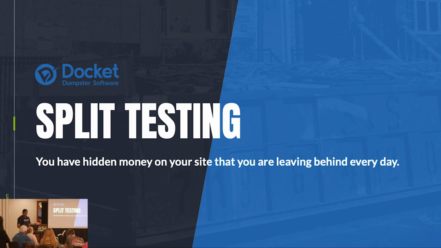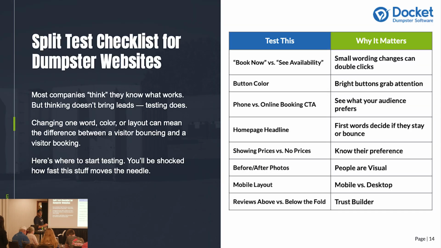So, split testing. You have hidden money on your site that you're leaving behind. Split testing is what we just did in those previous two. So this is a split testing checklist for your website. What you want to test, one of the first things, is your call to action button. It's a really good one to test. Book Now, See Availability, Get Pricing, things like that.